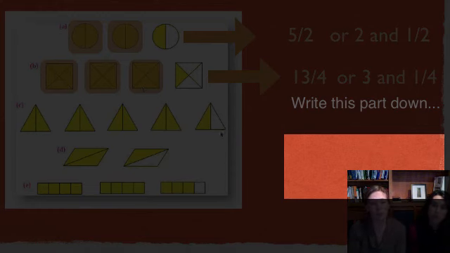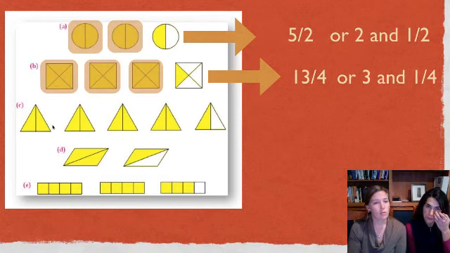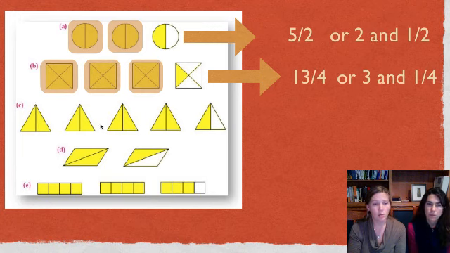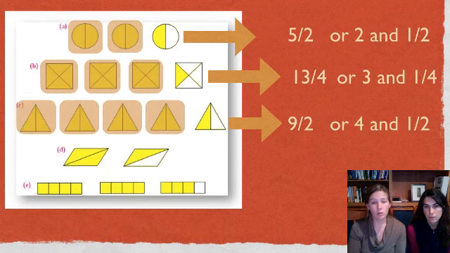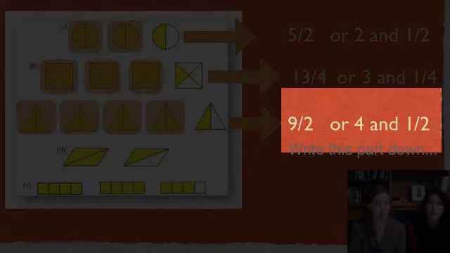And my last one that I'm going to give you before you need to try a couple on your own is these triangles here. And so again, I'm looking at how they're split. They're split in half, so each of these little shaded in parts is worth a half. So I have 1, 2, 3, 4, 5, 6, 7, 8, 9 halves. And if I wanted to make that into a mixed number, I have 1, 2, 3, 4 wholes, so 4 and a half is my mixed number.